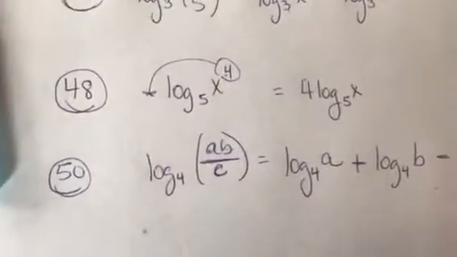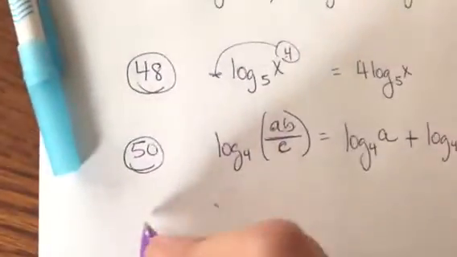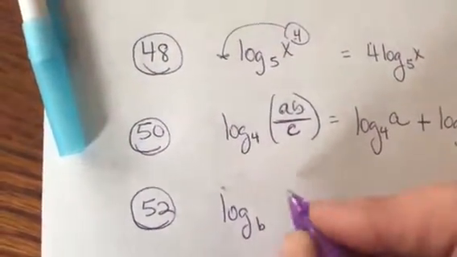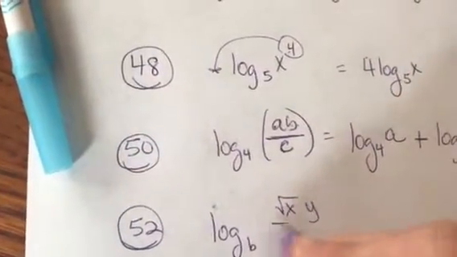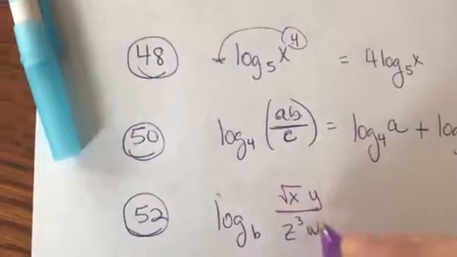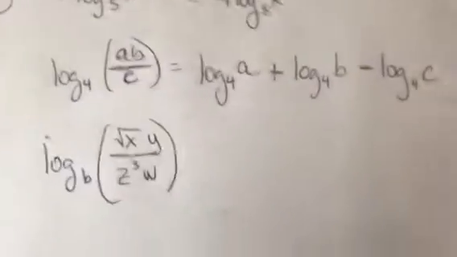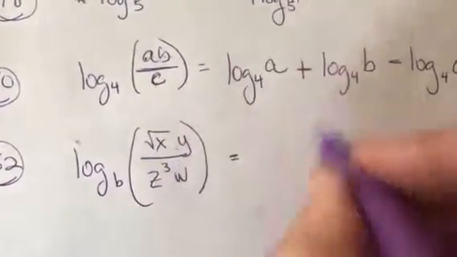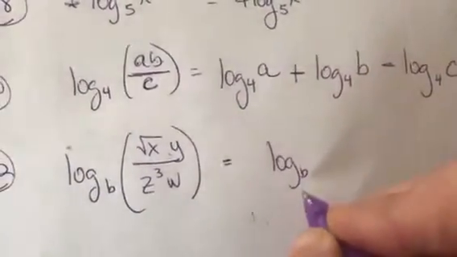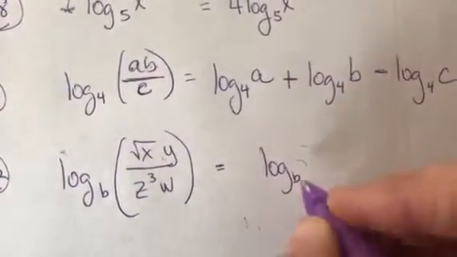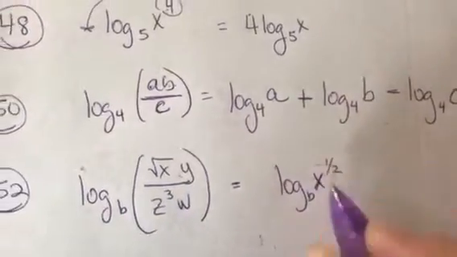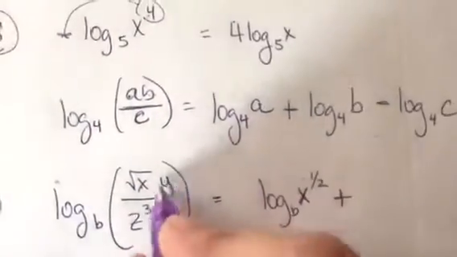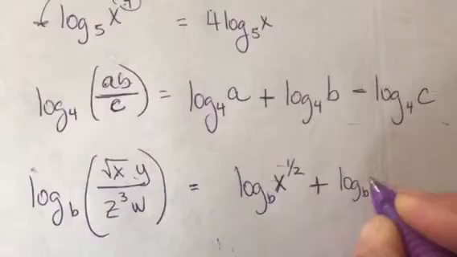All right, now let's try another one. 52, I love 52, it gets really interesting. We've got log base b of the square root of xy all over z to the 3rd w. Okay, this one's great. If you can do this one, you can do about anything. So I'm multiplying right here. So I'm going to write log base b. Now listen, I could write the square root of x, but instead I'm going to write x to the 1/2, because remember that's the exact same thing, but I'm rewriting it with exponents. Plus, because I'm multiplying, log base b of y.